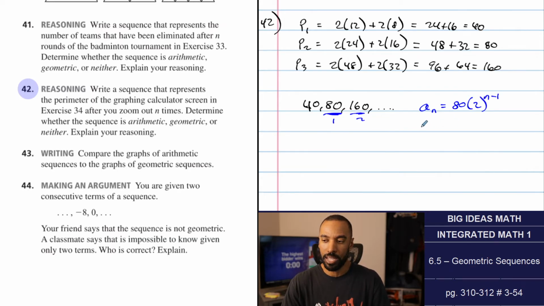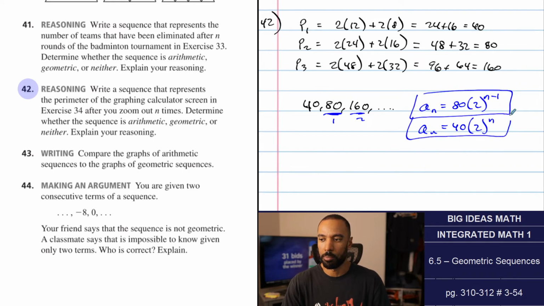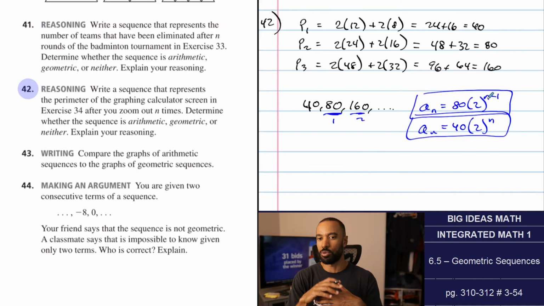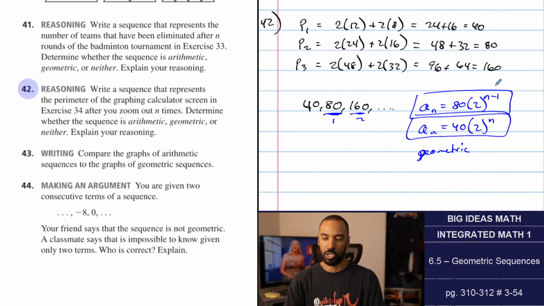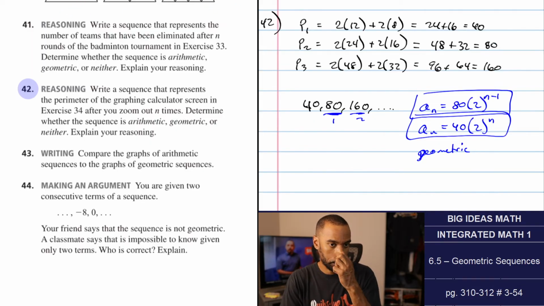You can also do 40 times 2 to the n, like this. We don't often do that 0th term kind of thing, though, for our geometric sequences. Normally, we kind of try and avoid that. But there's a common ratio of 2 with that. This is also geometric, with that common ratio in mind. Now, I wasn't sure if it was going to be geometric or arithmetic. I was thinking for a second, maybe this will be 120, but it seems like it's not.